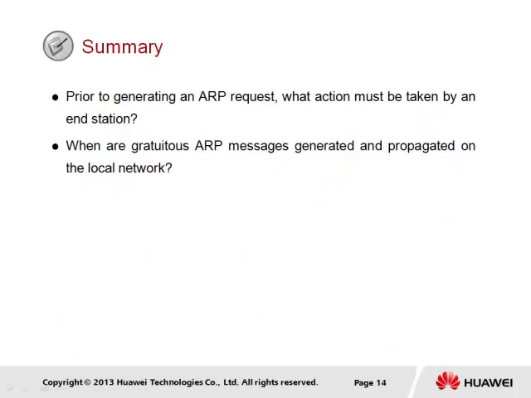In summary for this address resolution protocol section, then, we ask two questions here. The first is, prior to generating an ARP request, what action must be taken by an end station? Well, a host must determine whether it is aware of the physical path to which traffic should be forwarded before resorting to generating ARP requests.